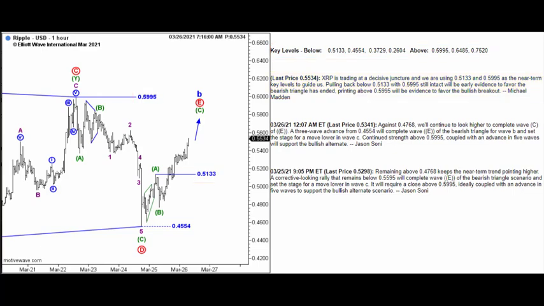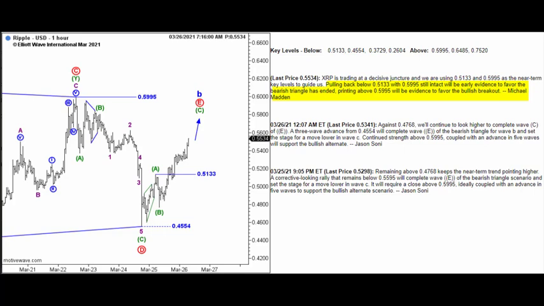So we know that this is a decisive juncture, and we know that there's potential to the upside or the downside, but we need to keep those key levels in mind, and if possible, zone in that range so that we can have an early warning if we get a breakout. Pulling back below 0.5133 with 0.5995 still intact will be early evidence to favor a bearish triangle has ended.